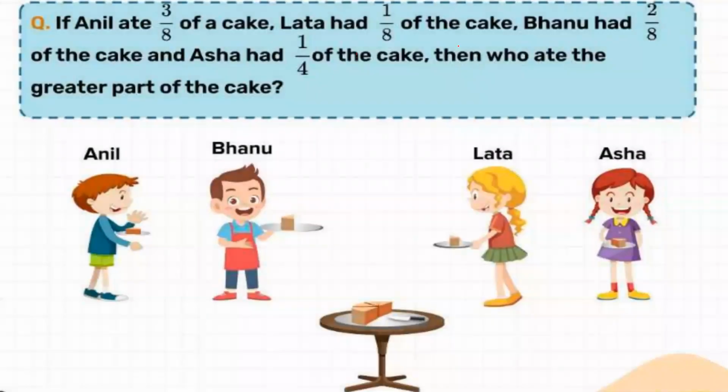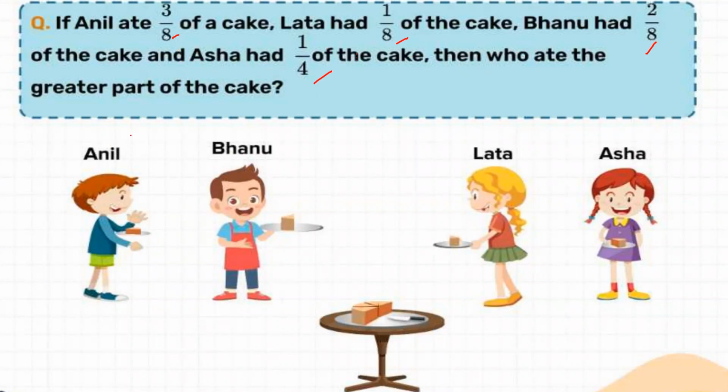If you paused, then you get 100 points, because now I cannot give much time, so that the video does not get so long. Okay, and if Anil ate 3 by 8 of a cake, Lata ate this much of a cake, and Bhanu ate this much of a cake, Asha had this much of a cake, then who ate the greater part? Here you have to compare 4.